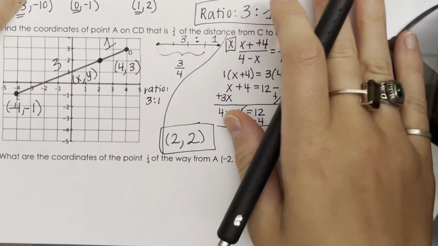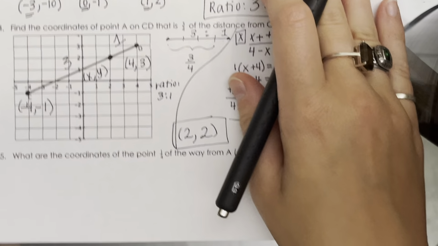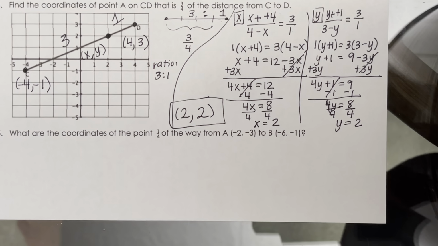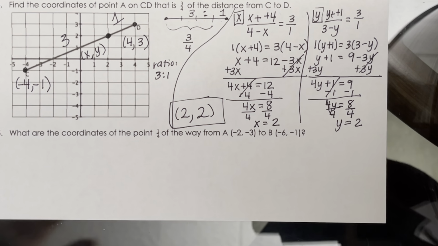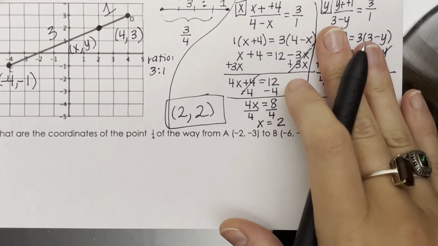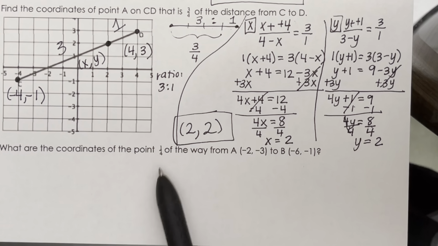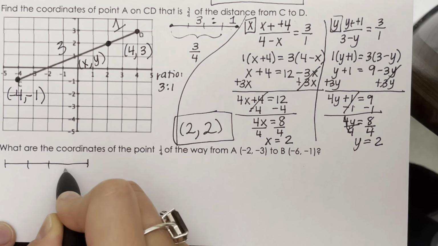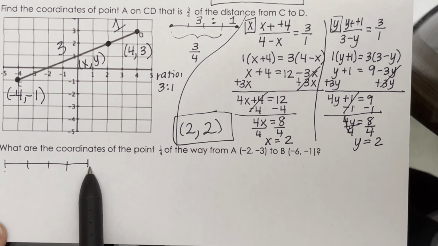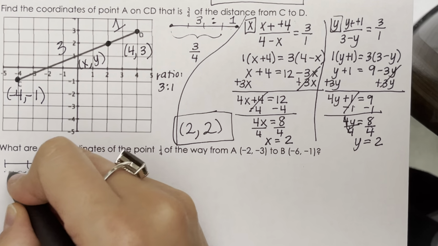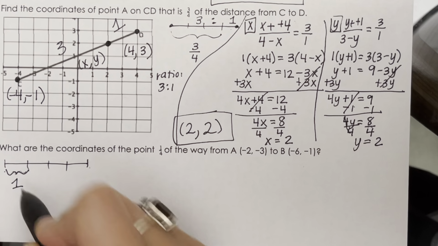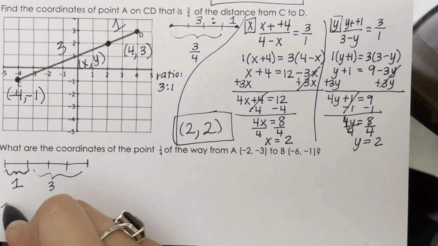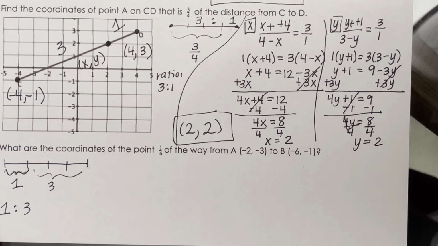Okay, last problem. What is the coordinate of the point 1/4 of the way from A to B? Just like the last problem, it's the same idea, except this time instead of having a graph, I just have the points given to me. Again, we think about 1 out of 4 pieces. Here are my 4 pieces. 1 out of the 4 is being used right here. What's left over, there are 3 pieces here. So my ratio is going to be 1 to 3.